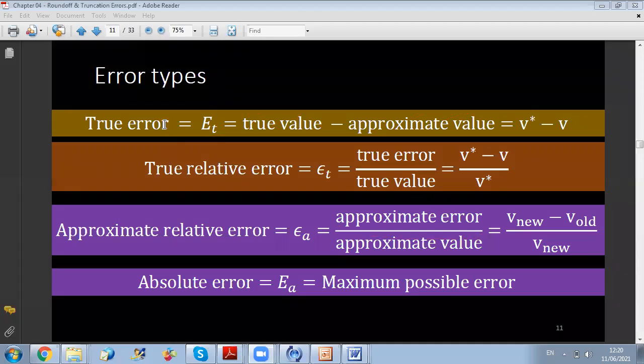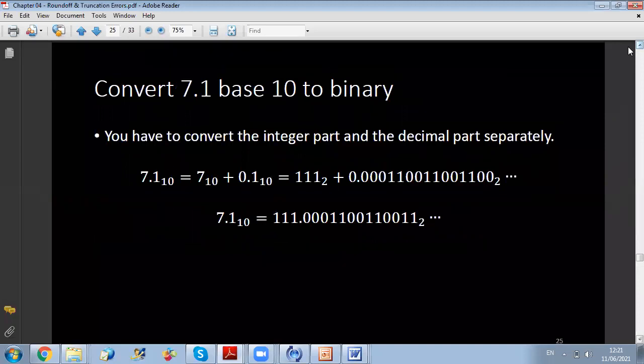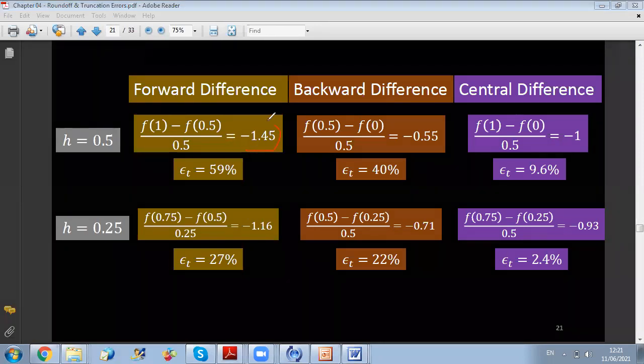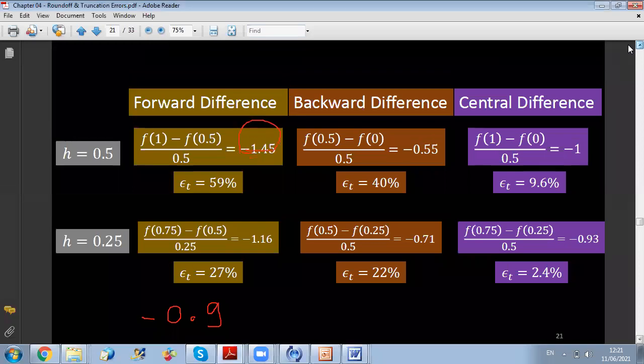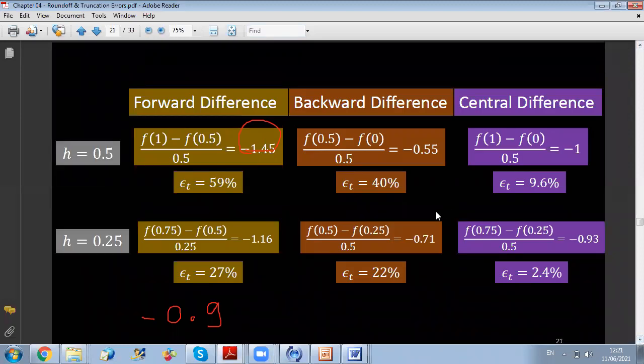In this problem, I will try to introduce all of this, the first three types of errors, to see how we can calculate them. So here, in this slide, you can see the three techniques and the resulting values. If I start with the forward difference, it will give me a value of minus 1.45. And I want to compare with minus 0.9125. Let us make sure. Yes, it's minus 0.9125.